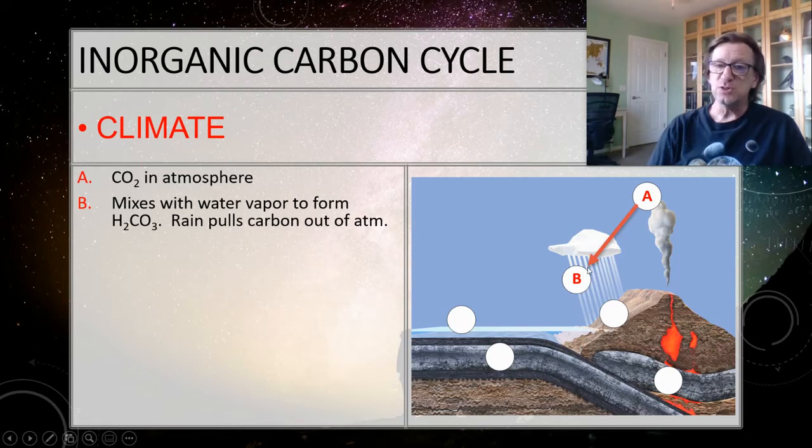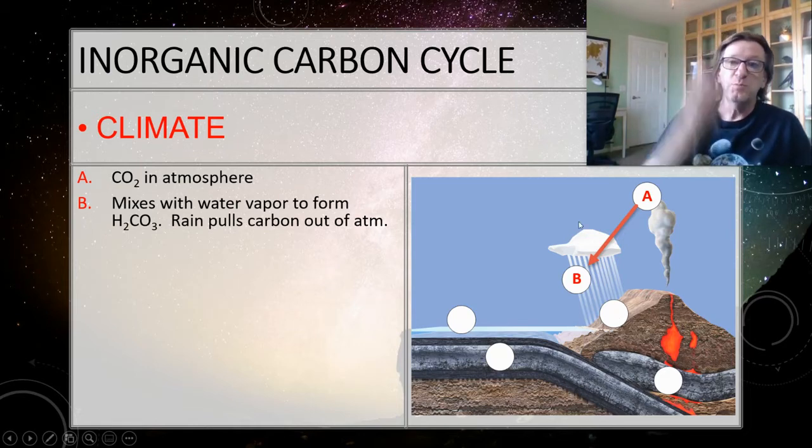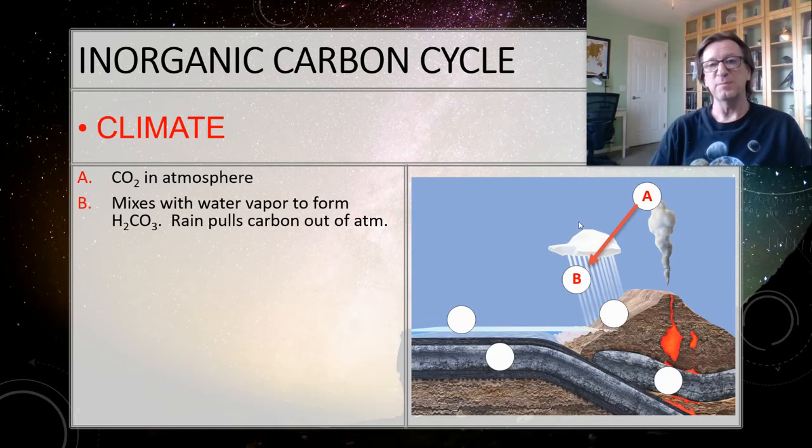Well, then when it starts to rain, that carbonic acid pulls that carbon with it down onto the surface. So this rain is responsible for removing carbon from our atmosphere. The more rain you have, the more carbon is being removed.